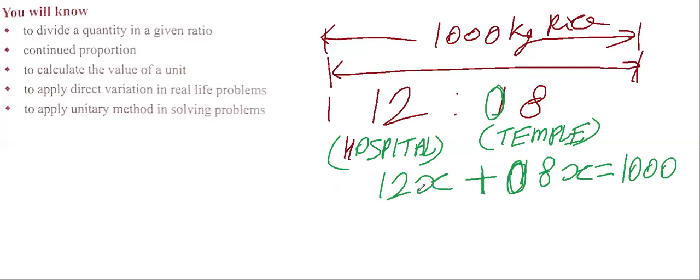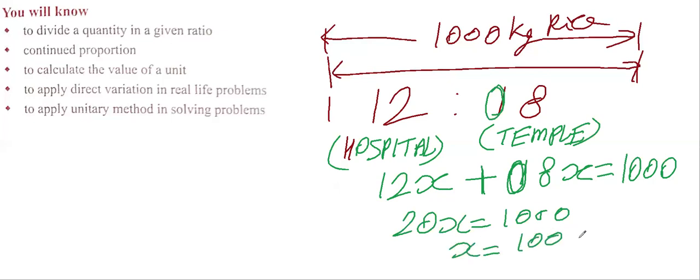So 12x plus 8x is 1000. 12x plus 8x is 20x, so 20x is equal to 1000. What is the value of x? It will be 1000 divided by 20. The zeros cancel, and the value of x you get is 50.